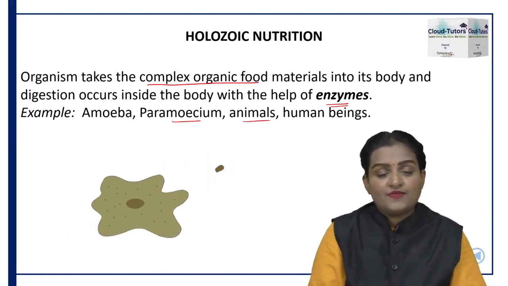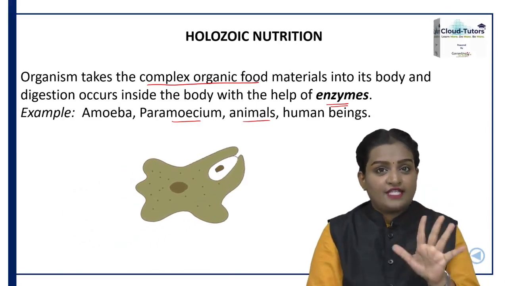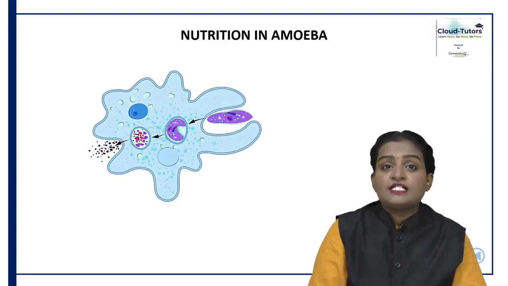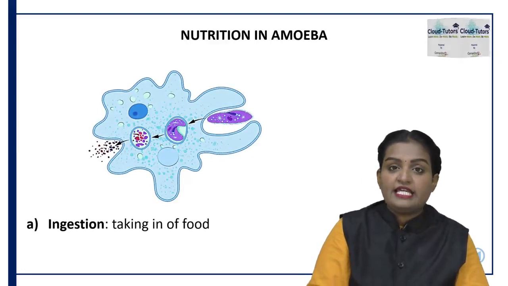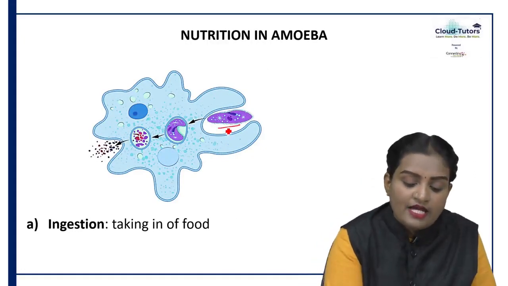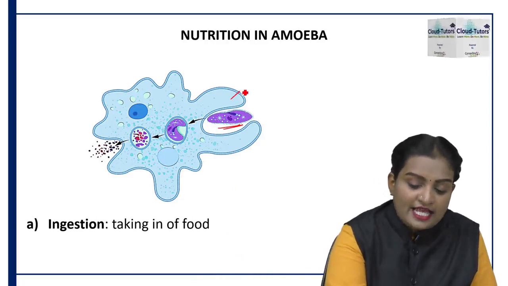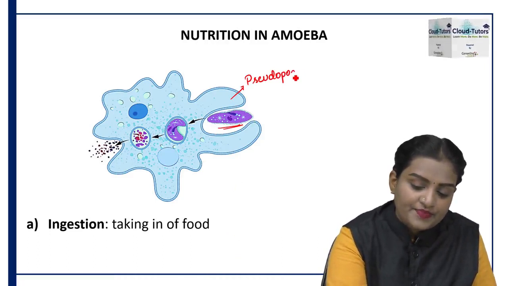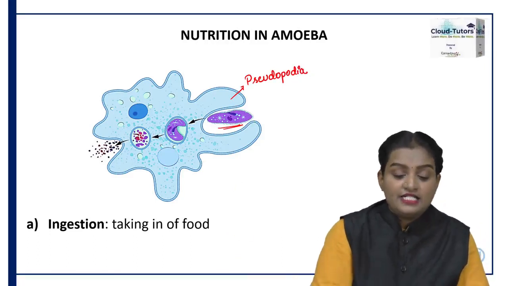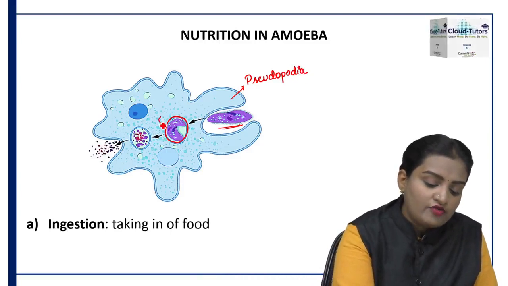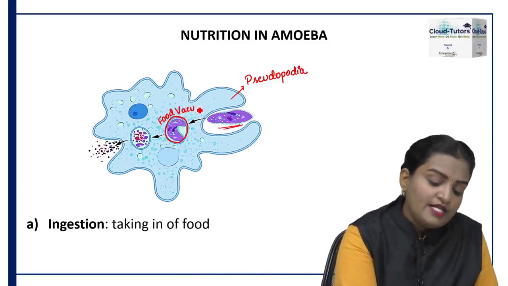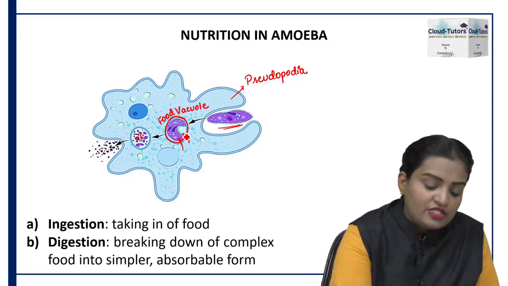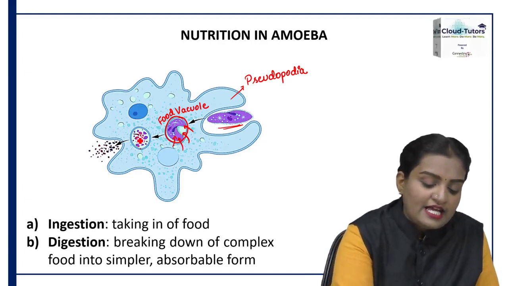What are the main steps in holozoic nutrition? We have 5 steps. First step is ingestion, that is taking in of food. Here you can see amoeba is eating paramecium. It has extended its false feet, that is pseudopodia. It engulfs the prey and has formed a food vacuole. Second step is digestion. It will release all the enzymes into the food vacuole, and it has digested all of it.